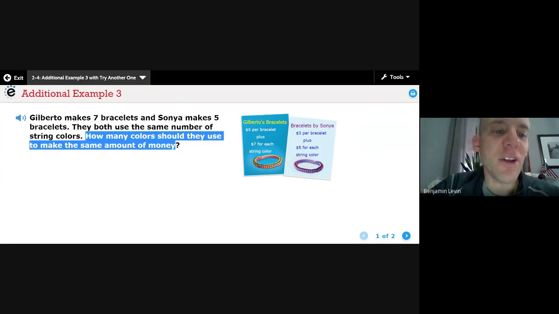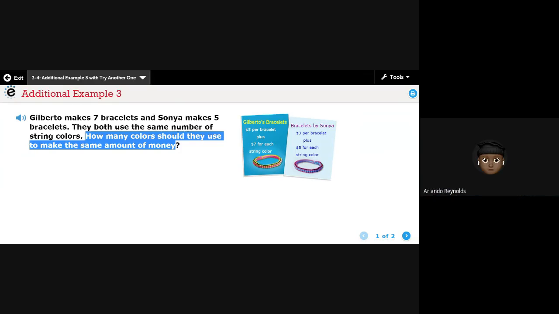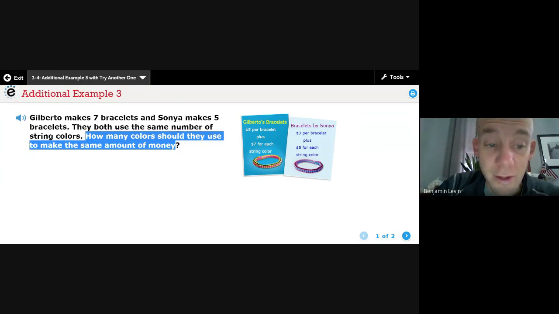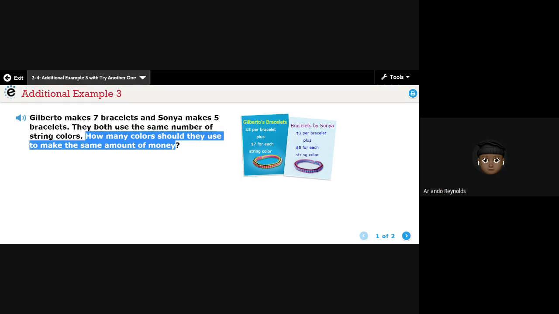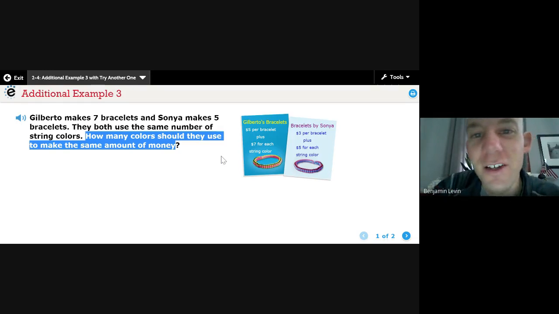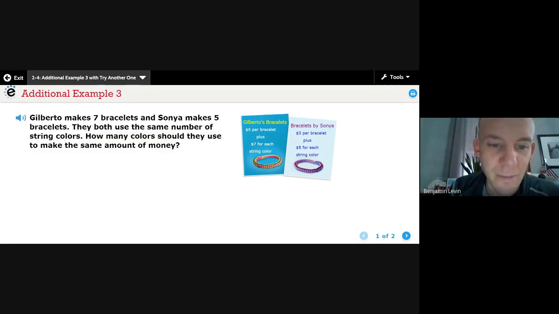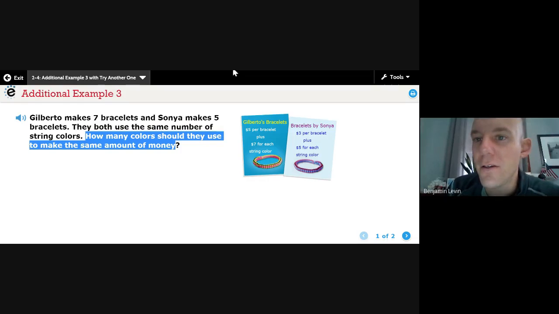So even though we were able to solve the equation, I think it's not even enough for one person. It's not possible to use -1 colors. So this is no solution. Well, technically there is a solution, but the solution is -1. So it's an impossible situation. They can't use -1 colors. How can you possibly make a bracelet out of -1 colors? It doesn't make sense, right? So there's no possible way to do it.